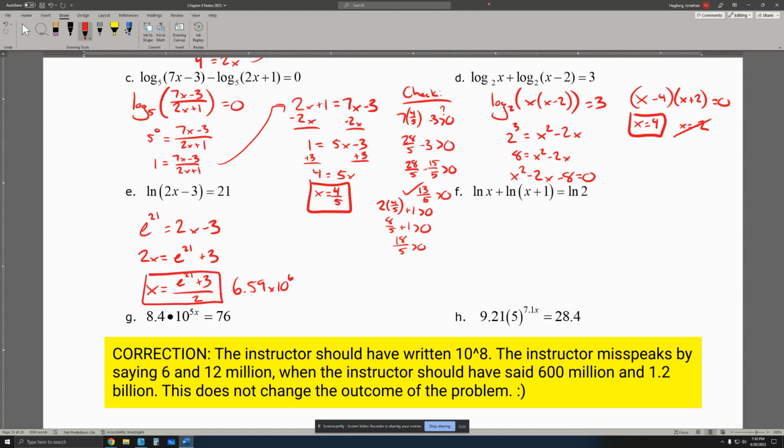Now let's check if this is extraneous. If I plug in this really gigantic 6 million figure into the natural log, is that going to be positive? Yes. If I double 6 million, you get 12 million minus 3. That's still going to be in the 12 millions. So this is going to be a positive quantity.